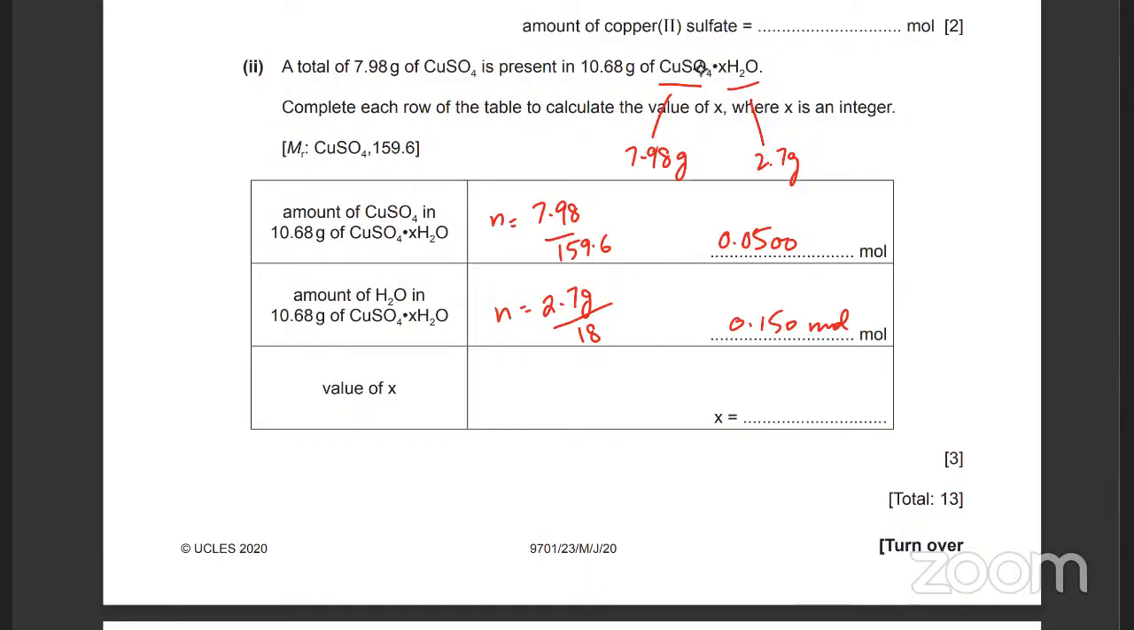You know the ratio of copper sulfate to water. The ratio that you have figured out is that it's 0.05 of this and 0.15 of this. What's the whole number ratio? If I have 1 of this, what would I have over here? That's going to be 3, right? So that means X is 3. So X comes out to be 3.